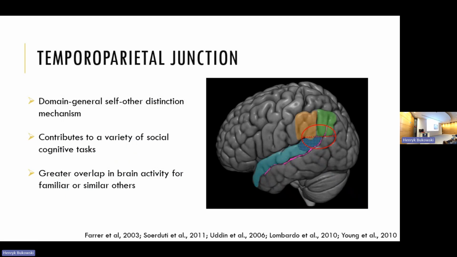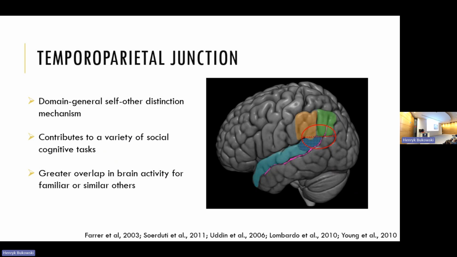We know from research using neuroimaging methods that a large amount of the social brain network is activated when we're engaging in these sorts of self-other distinction processes. It's been suggested that the temporoparietal junction is one of the key hubs of the brain that is responsible for this more domain-general processing of self and other versions of the world.